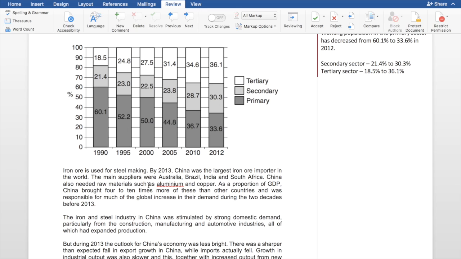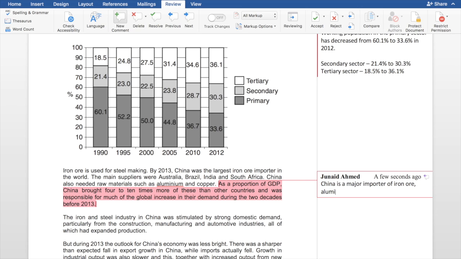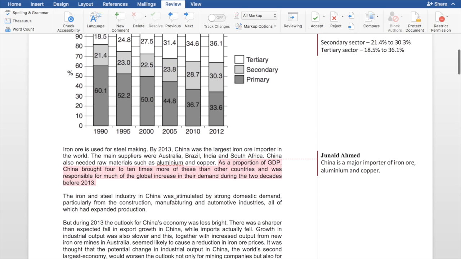China also needed raw materials such as aluminum and copper. As a proportion of GDP, China bought 4 to 10 times more of these than other countries, and was responsible for much of the global increase in their demand during the 2 decades before 2013. So here we have evidence that China is a major importer of iron ore, aluminum, and copper. So yes, they import it, but we have to remember that everybody imports it at different rates. So the extent to which China imports it is relevant to that next question.